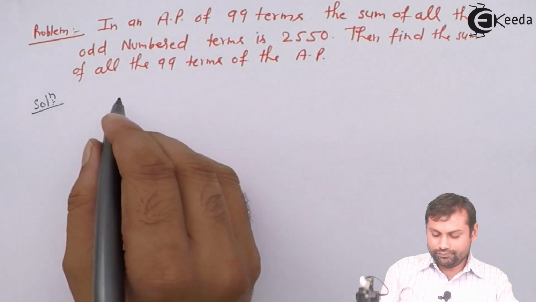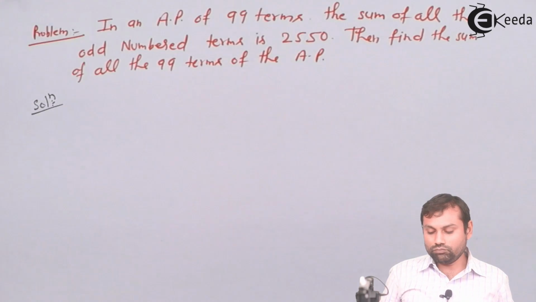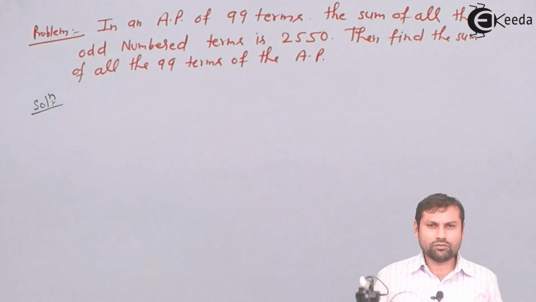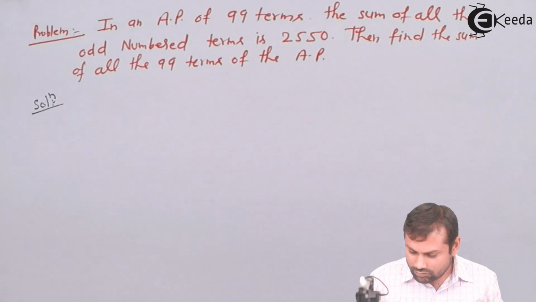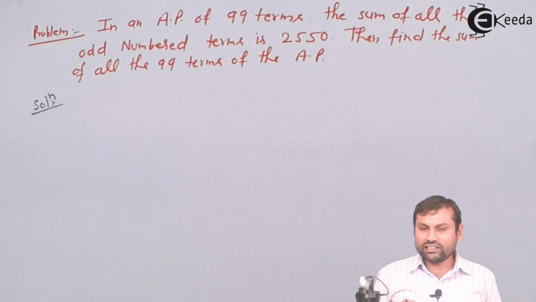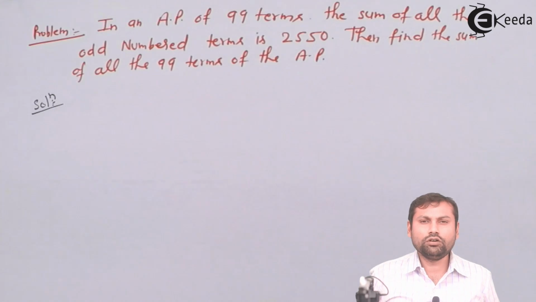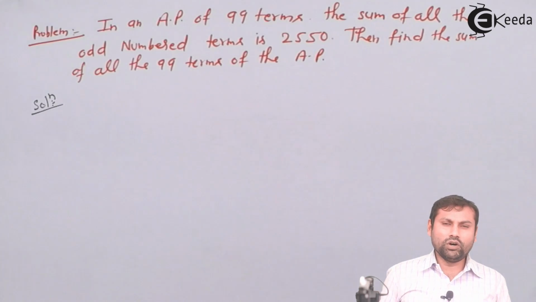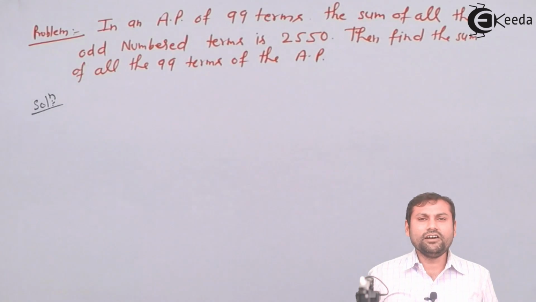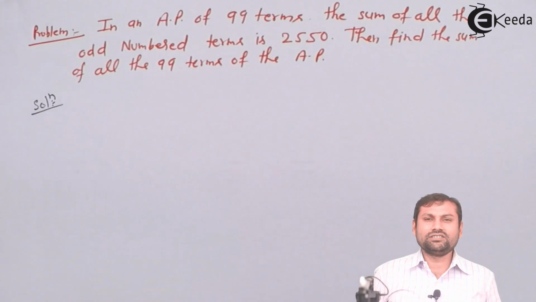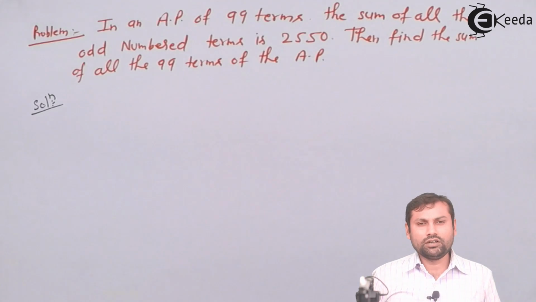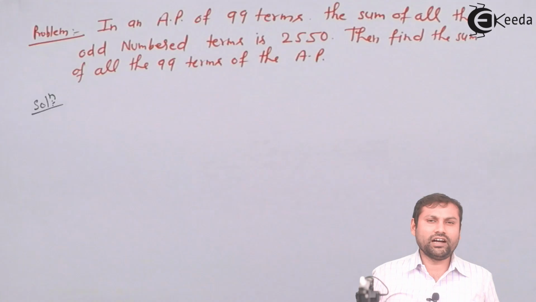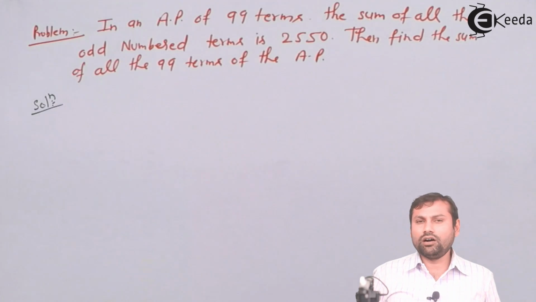Okay, so there are 99 terms, so we have to find how many odd terms there are. You can think of it like 1 to 99, there are 50 odd terms, like T1, T3, T5, T7. So there are 50 terms that are odd terms.